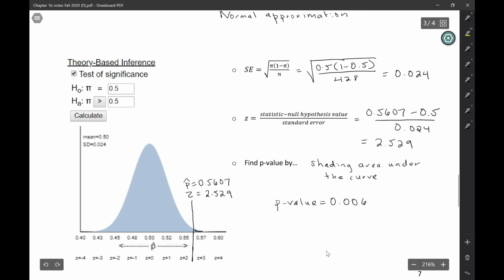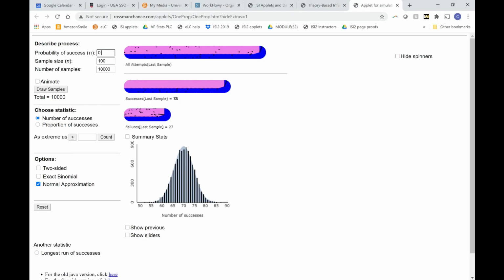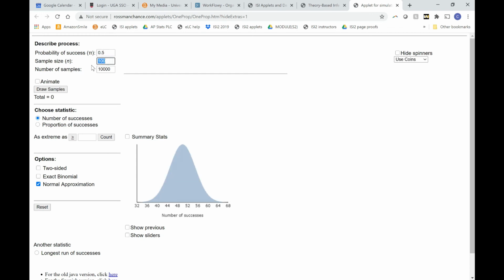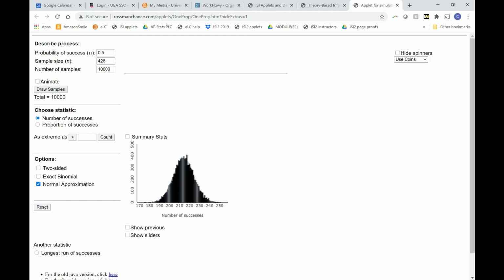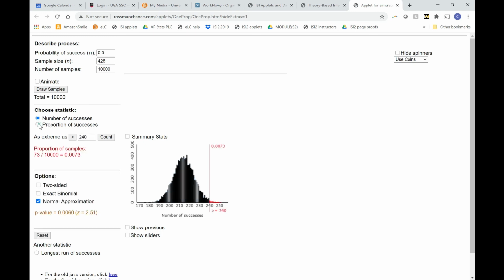So you may be wondering how that compares to a simulation-based approach. Let's go back to our one proportion applet. So our null hypothesis was 0.5, our sample size was 428, and our number of successes was 240. Oh, I want it to be in terms of the proportion, I guess. So you can see pretty close here, 0.007, very close to what we got with theory. And when this box for the normal approximation is checked, it'll actually show you the theory-based p-value here too, 0.0060.